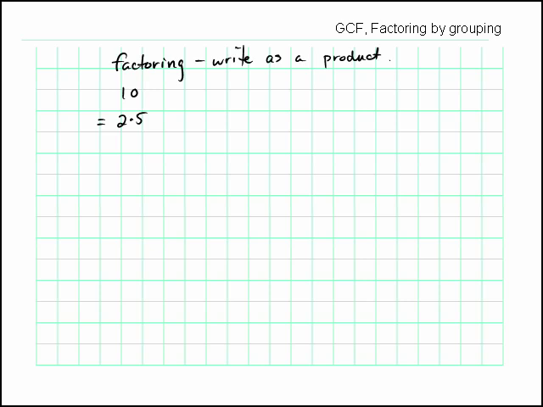The first step in factoring is to factor out what's called the GCF. And the GCF is short for the greatest common factor, or the largest common factor, which is mentioned quite a bit in elementary algebra. Let's do some examples of that.